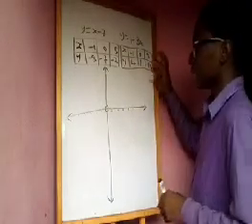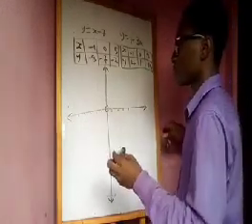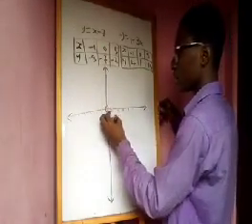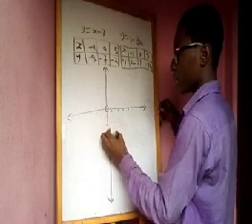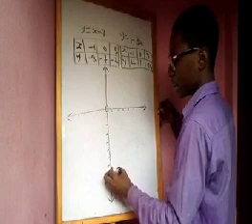Since this goes down to minus 14, let's give each of these a value of 2. So we can say this will be 2, minus 4, minus 6, minus 8, minus 10, minus 12, minus 14, minus 16, minus 18.